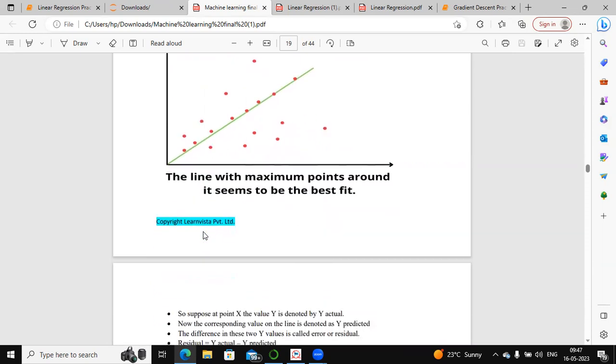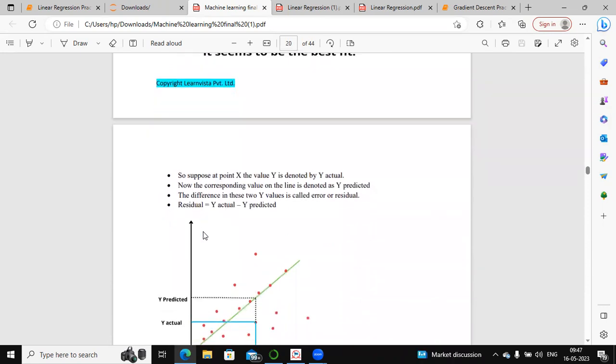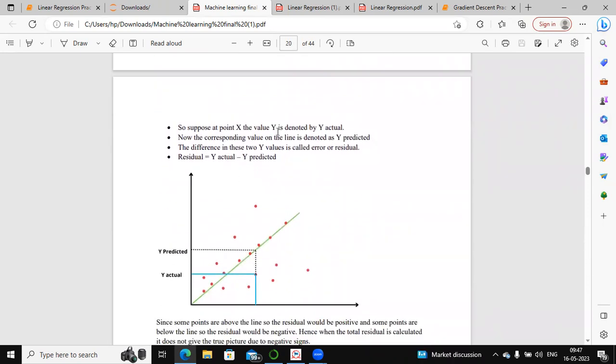And I'm going to teach you a small concept related to that. So suppose at point x, the value y is denoted by y actual. Let's take a point x. The value y is denoted by y actual. This is y actual. Okay, so you can see the point here, right? Now the corresponding value on the line is denoted by y predicted. This is our y predicted. The difference in these two y values is called the error or residual. This is the difference between y actual minus y predicted is the error. Residual is y actual minus y predicted.